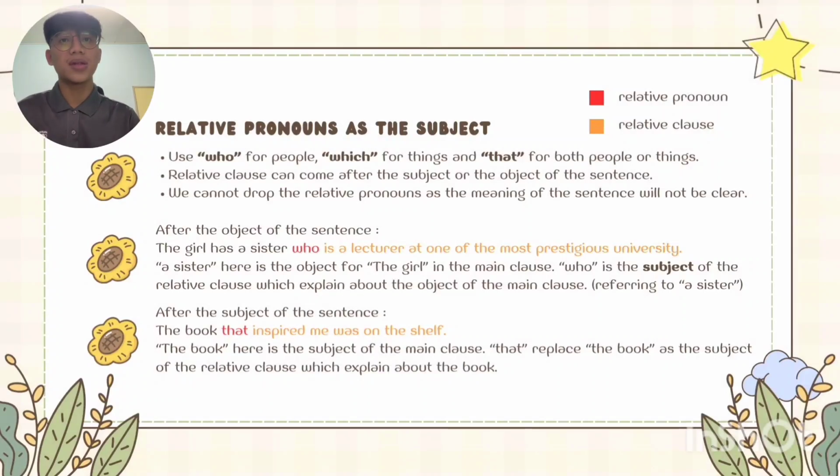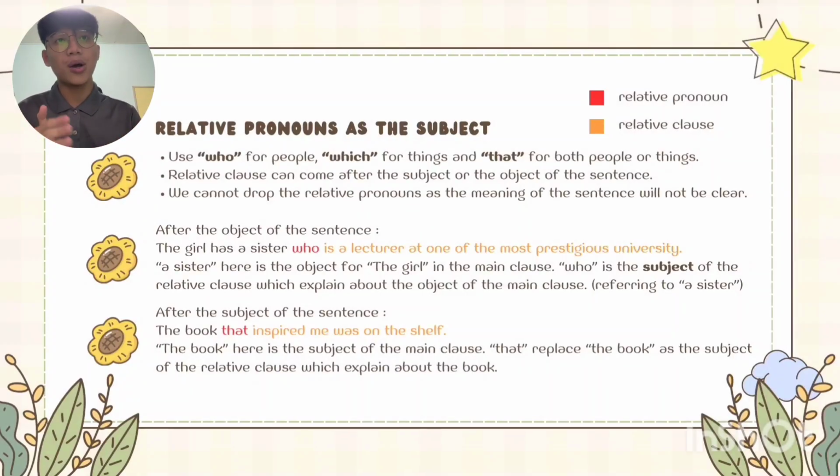The sentence goes, the girl has a sister who is a lecturer at one of the most prestigious universities. So a sister here is the object of the girl in the main clause. What I mean by the main clause is the whole sentence. So who here is the subject of the relative clause. The orange one is the relative clause.